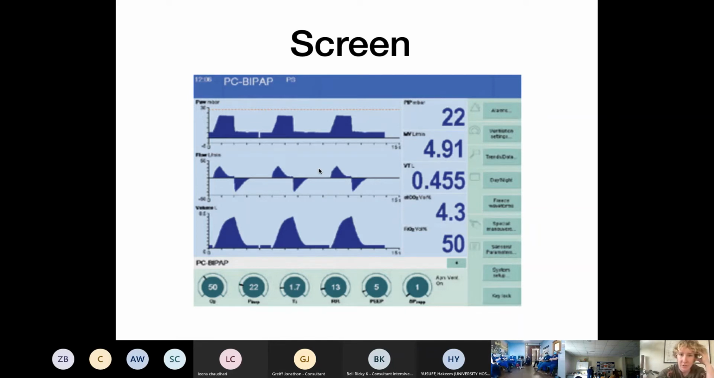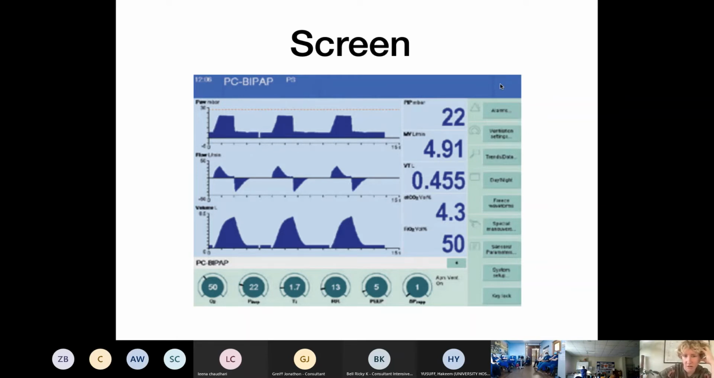Then for when you're seeing the patient in the morning, you want to get an idea of numbers. So the peak inspiratory pressure is 22 there. Your minute volume is the next number down. Tidal volume is displayed in litres, though I'd prefer it to be in mils, about there. And then end tidal CO2 and your fraction of inspired oxygen.